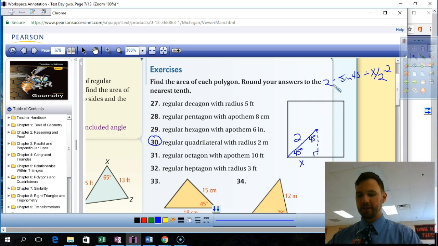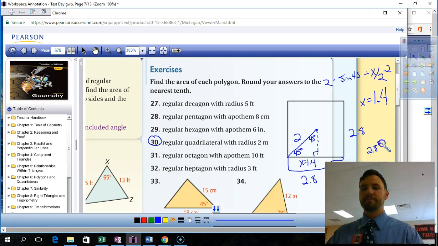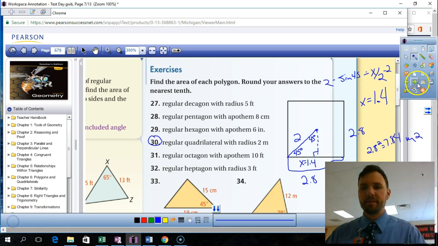So let me grab my calculation machine. I got 1.4. So this is 1.4. Well, if that's 1.4, my whole side length is 2.8 because it's 2 of them. And if it's a square, that means this is 2.8. And then for area, I just do 2.8 times 2.8. And I got 7.84 meters squared.